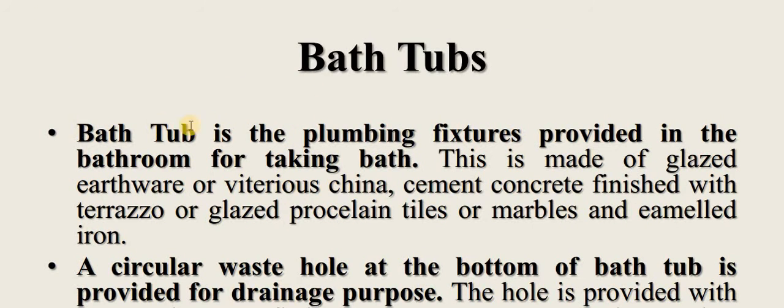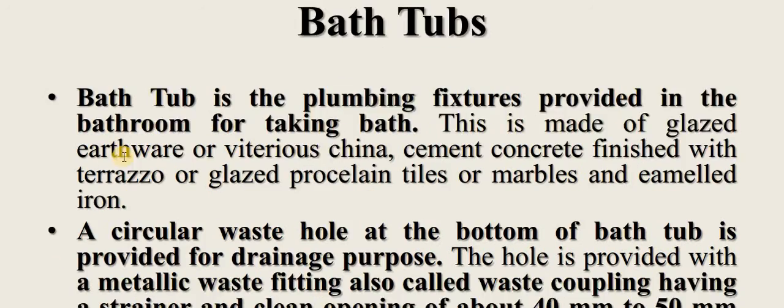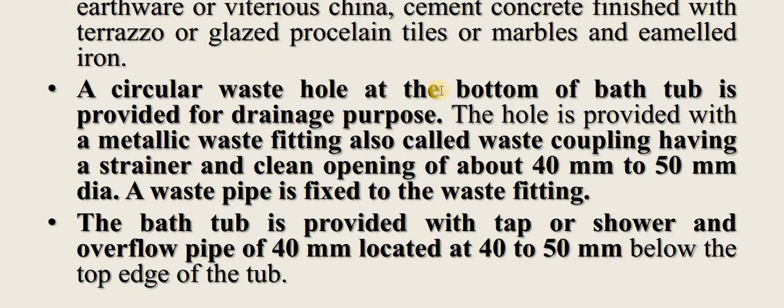The bathtub is a plumbing fixture provided in the bathroom for taking a bath. It is made of glazed earthenware or vitreous china, cement concrete finish with terrazzo or glazed porcelain tiles or marbles, and enameled iron. The circular waste hole at the bottom of the bathtub is provided for drainage, and the hole is provided with a metallic waste fitting, also called a waste coupling, having a strainer and a clean opening of about 40 mm to 50 mm diameter, and a waste pipe is fixed to the waste fitting.